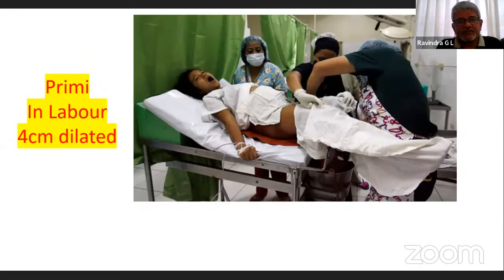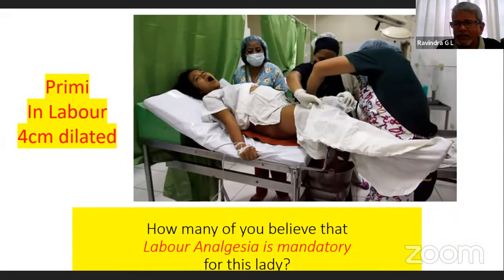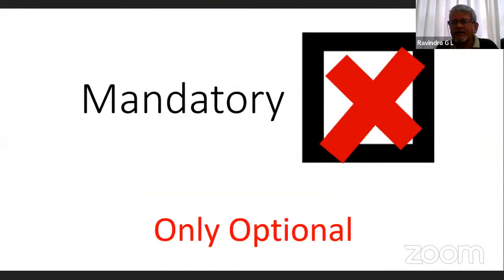Let me ask another question. A primigravida in labor, 4 centimeters dilated, in real agony. How many of you believe that labor analgesia is mandatory for this lady? None of us believe that it is mandatory. All of us believe that it is only optional, if the facility is there, if somebody is there to give an epidural. Otherwise it's not necessary at all.